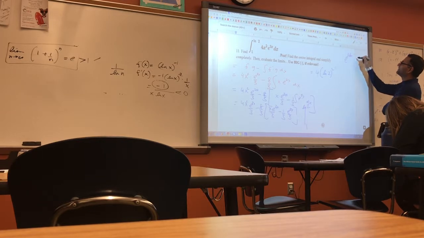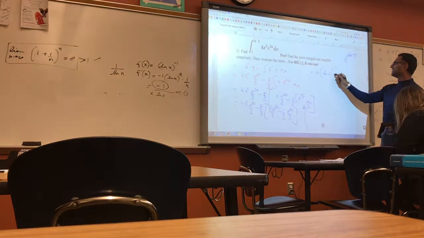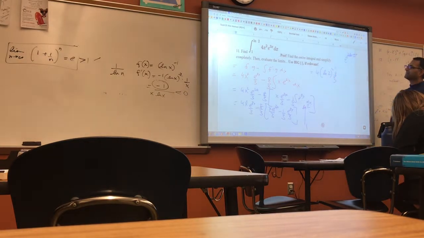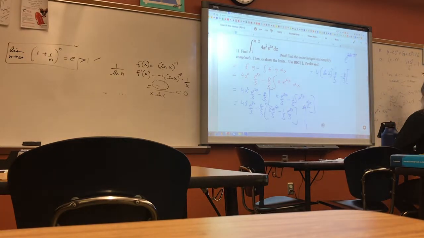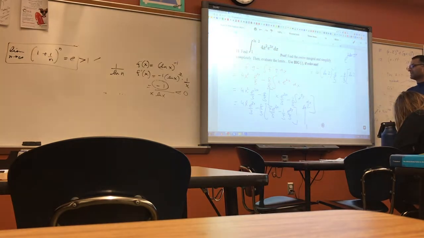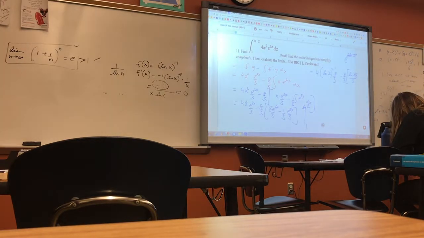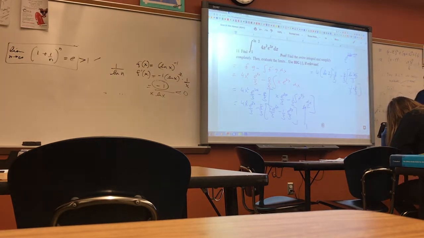3 ln 2 is ln 2 cubed, so that becomes 8 over 3. Everybody okay with that simplification? Minus 8/3, careful, big brackets. We're still plugging in the upper limit. ln 2 times, as before, 8 over 3, minus 1/3 times 8 over 3. Close bracket.